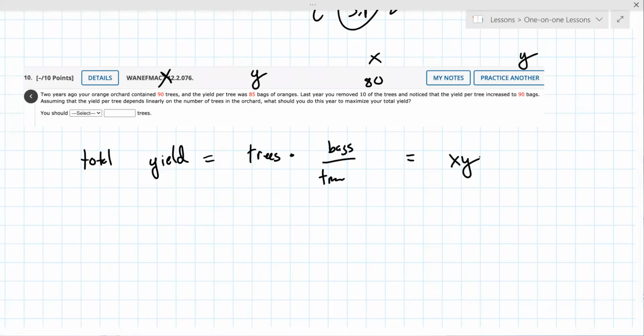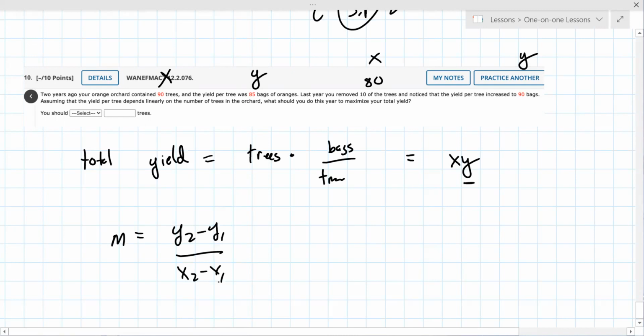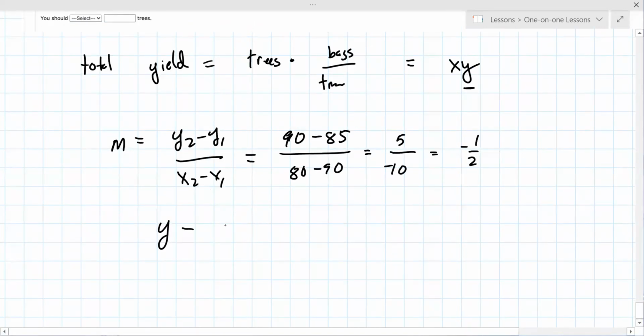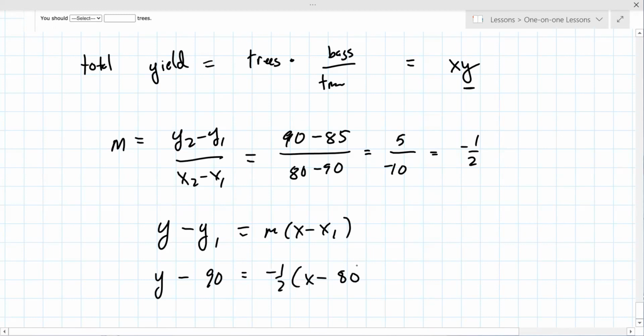So what you have to do is come up with an equation for Y using these 2 points. You can find your slope is y2 minus y1 over x2 minus x1. So we can go 90 minus 85 over 80 minus 90. So that's 5 over minus 10, so that's minus 1/2. And then we can write our equation in point slope form. Y minus y1 equals slope times x minus x1, and I'll choose these points here: y minus 90 equals minus 1/2 times x minus 80.